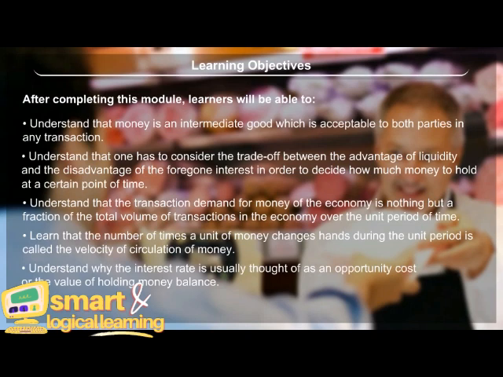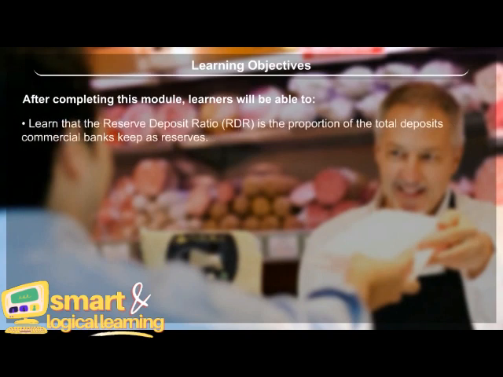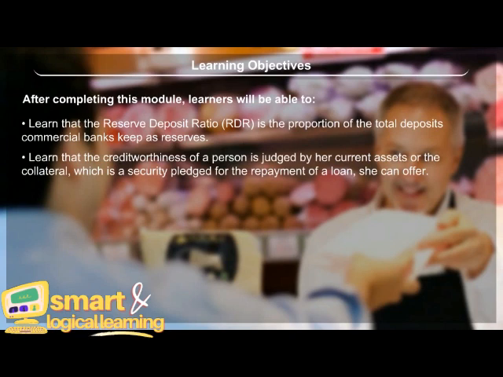of holding money balance. Learn that the reserve deposit ratio or RDR is the proportion of the total deposits commercial banks keep as reserves. Learn that the creditworthiness of a person is judged by her current assets or the collateral, which is a security pledged for the repayment of a loan she can offer.